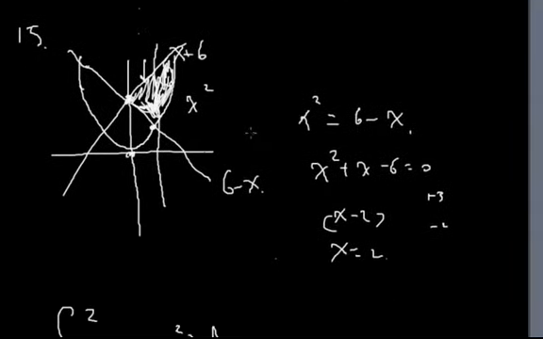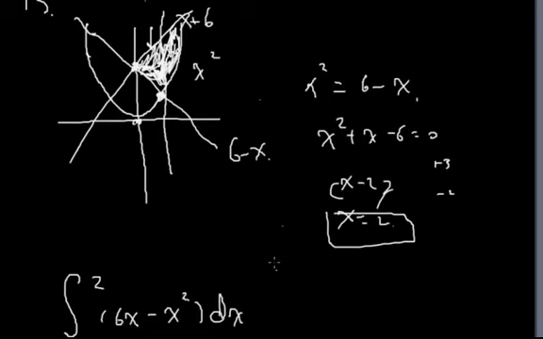15 is kind of hard because we have three functions. We graph them first. x plus 6, 6 minus x, and x squared. We need to find the intersects here in order to integrate these two parts of the area. So when x squared equals 6 minus x, we will get the value x equals 2.